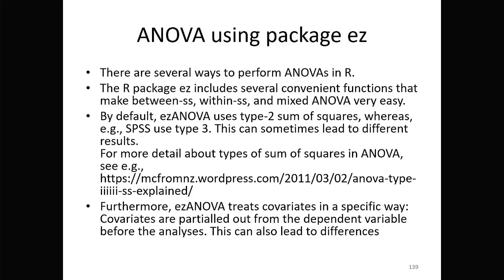In some contexts that can be desirable, but I've never seen that used in psychology, honestly. And easy uses by default type 2 sum of squares, so that's a more principled option because they are not sequential. If you want, you can specify type 3 sum of squares, which is the default in SPSS, but that only affects the test of the interaction effects.